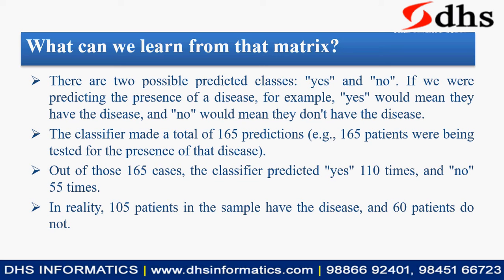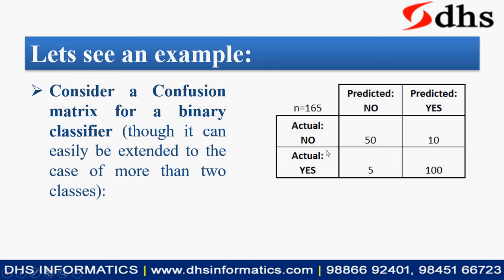In the example we showed in the previous slide, there are 165 prediction samples. You can see here n is 165. In that 165, you can assume that actually 60 people are not having a disease, and 105 people are having a disease. That is the actual input we are giving. Totally, 105 plus 60 is 165.